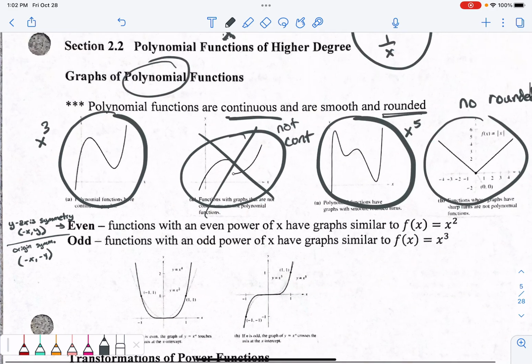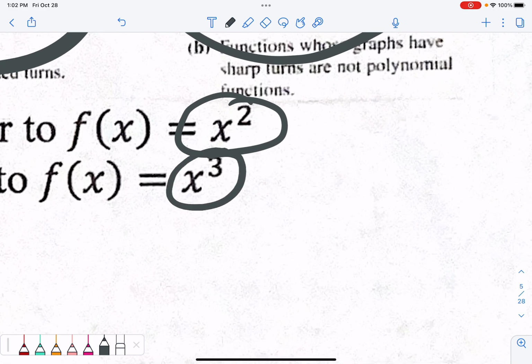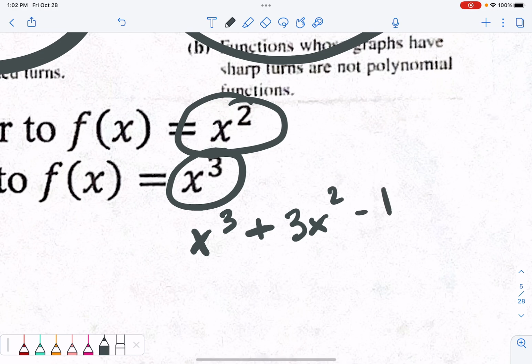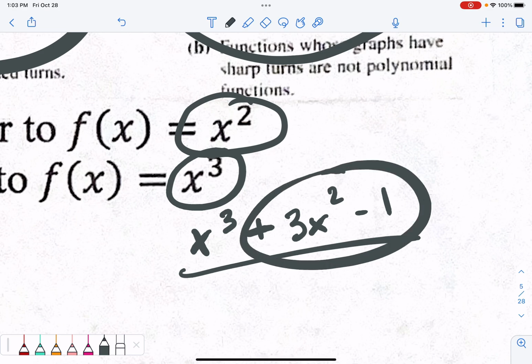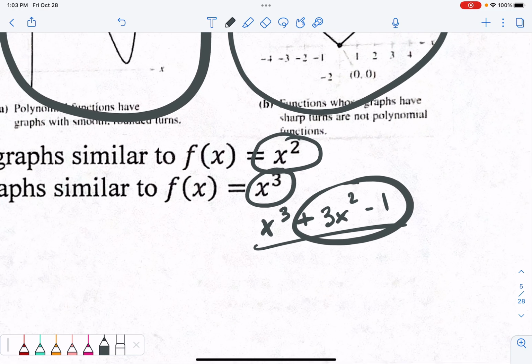They say that examples of even functions are like x squared or x to the 4th power or x to the 6th power. Odd functions are x to the 3rd power. Now, I am here to tell you that not every single x to the 3rd power function is odd. For example, if you have x to the 3rd plus 3x squared minus 1, this is not going to be an odd function anymore. Does that make sense? Because of these things, it has extra bubbles in it, and it's not going to be origin symmetry, right?